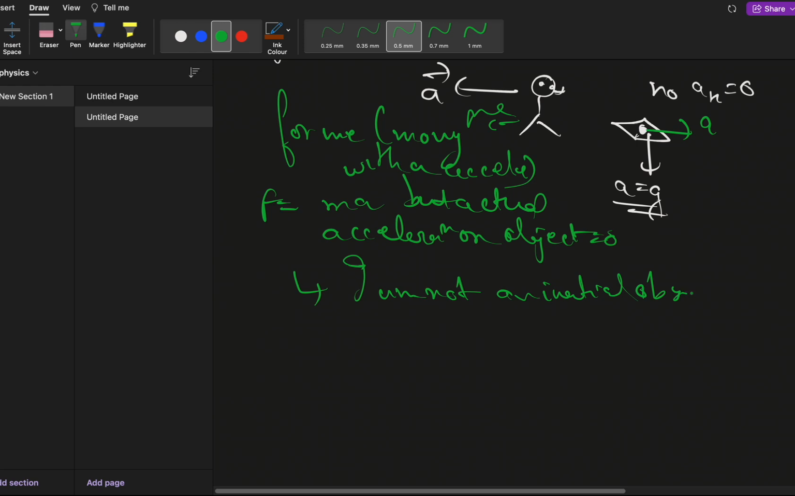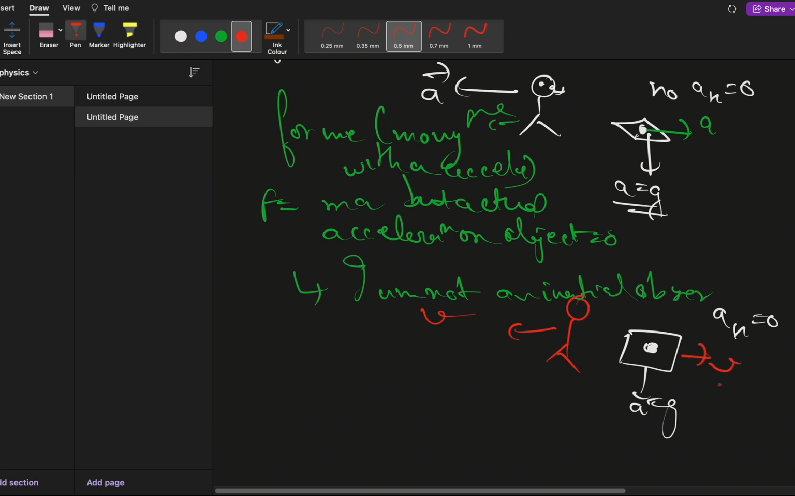On the other hand, let us consider the case where the apple is at rest, so its acceleration is also equal to 0. Now there is an observer who moves with a constant velocity v. For him the apple is also moving with a constant velocity v, but the acceleration is equal to 0. These are vectors. So the acceleration is equal to 0 here as well. So this is an inertial observer.